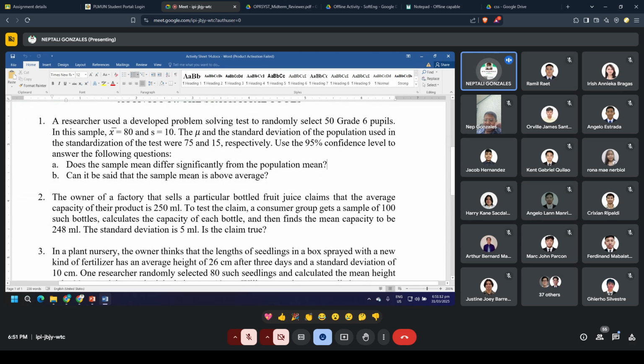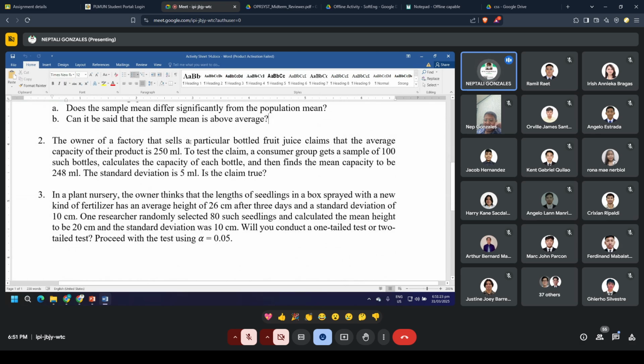Can it be said that the sample mean is above average? So depending on your computation. Makikita nyo yon sa computation. Number 2, the owner of a factory that sells a particular bottled fruit juice claims that the average capacity of their product is 250 ml. To test the claim, a consumer group gets a sample of 100 such bottles, calculates the capacity of each bottle, and then finds the mean capacity to be 248 ml. Hindi totoo. The standard deviation is 5 ml. Is the claim true? So same.